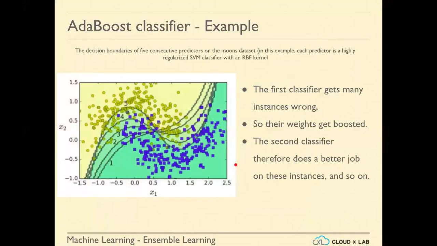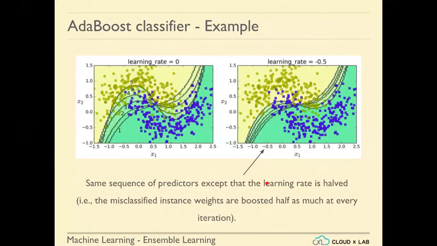The first classifier gets many instances wrong, so their weights get boosted. The second classifier therefore does a better job on these instances, and so on.